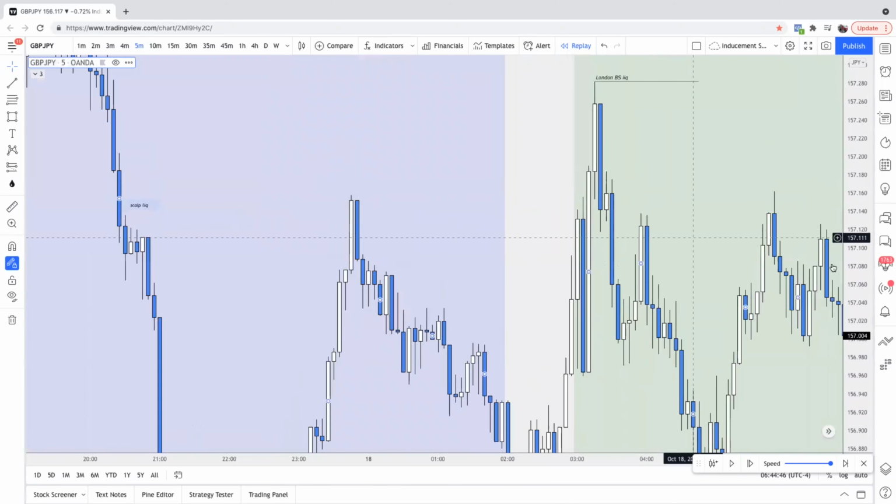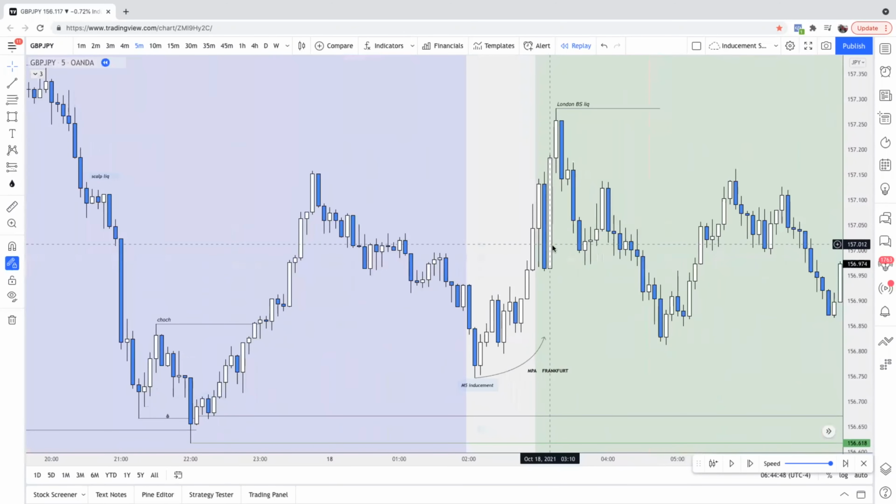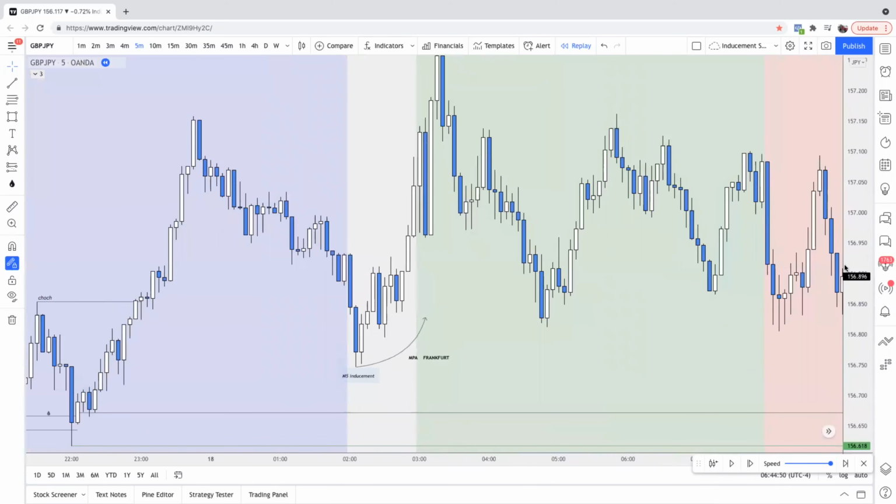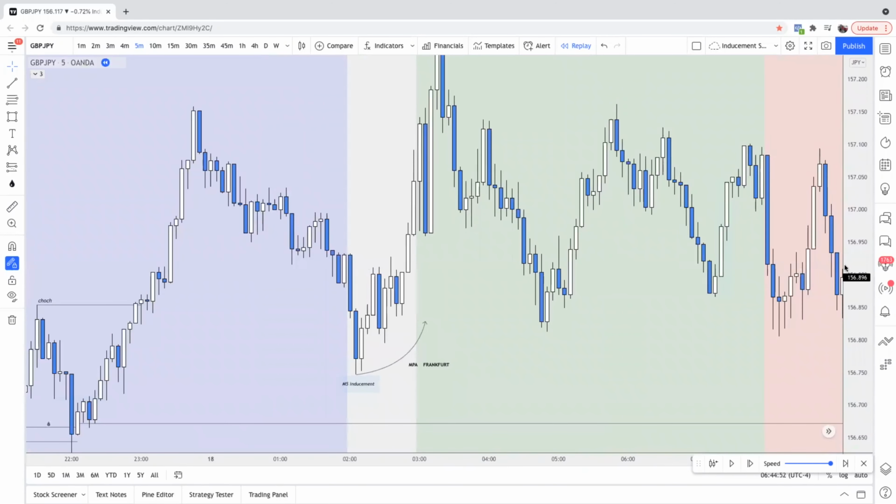maintenance, higher high, right? Now, this is Frankfurt. I always remember Frankfurt is a very key part in the trading market between 2 to 3 because it often manipulates price in the opposite direction of internal order flow. Now, right here, the beginning of Frankfurt, you had M5 inducement.